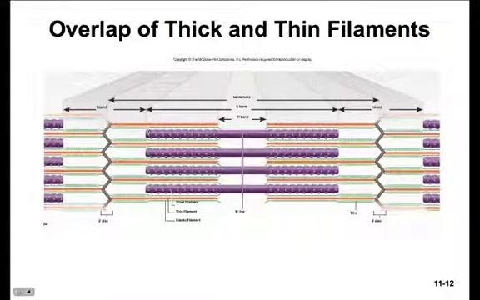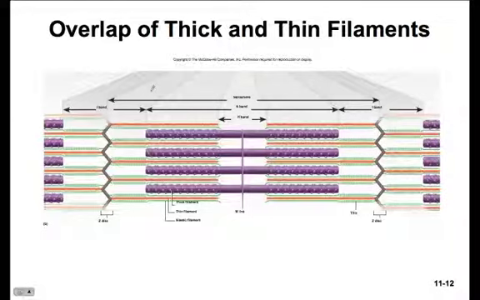Remember myosin, this big long purple molecule here, is the thick filament. And then we can see actin. Actin is this red filament here. Don't worry about the green yet, we'll come to that. But we see that actin and myosin overlap in this fashion, where the myosin heads could grab on to the red beads of the actin and shorten this sarcomere, or shorten this section of the myofibril.